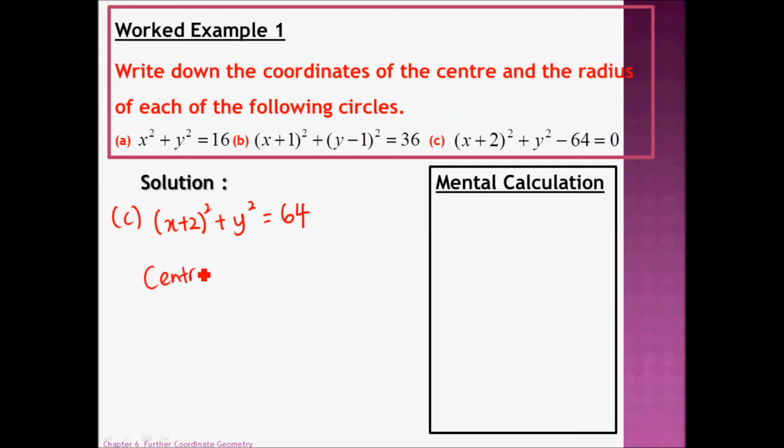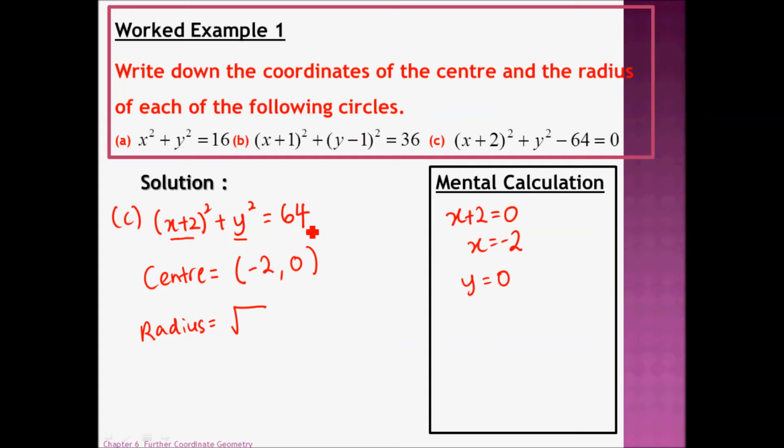To calculate the center of the circle, firstly, for the x-coordinate, I let x plus 2 equal 0. Hence, x equals minus 2. This is the x-coordinate of my center. Next, for the y-coordinate, I only have y here, so I let y equal 0. Therefore, 0 is the y-coordinate of my center. Next, for the radius, I take the square root of the constant term on the right side of the equation, which happens to be 64. The answer will be 8 units.